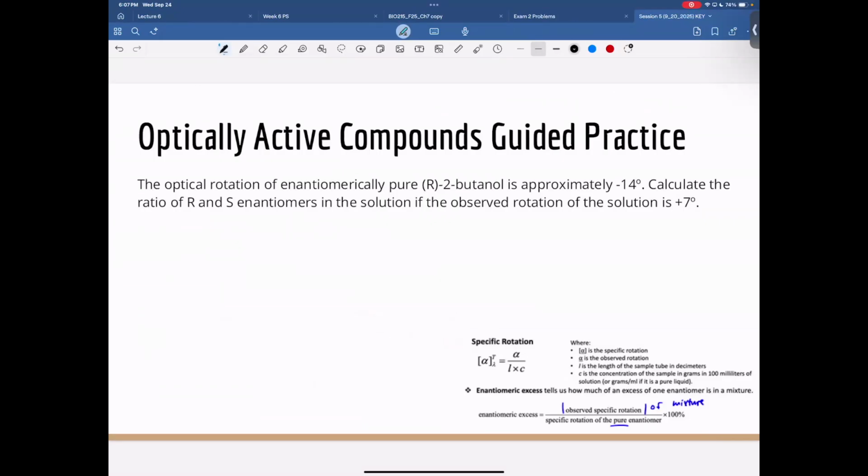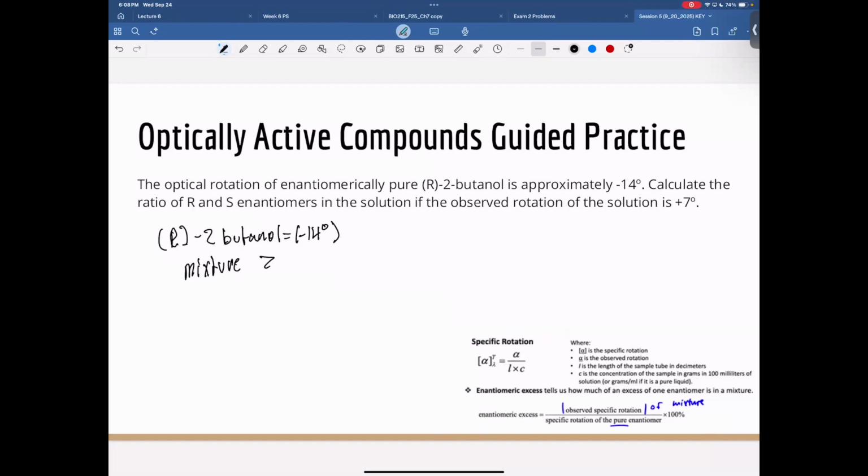It states that the optical rotation of enantiomerically pure R-2-butanol is negative 14 degrees. So I'm just going to write that out. Then it says calculate the ratio of R and S enantiomers in the solution if the observed rotation of the solution is positive 7. So we know the mixture is 7.